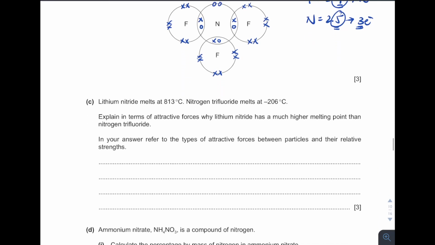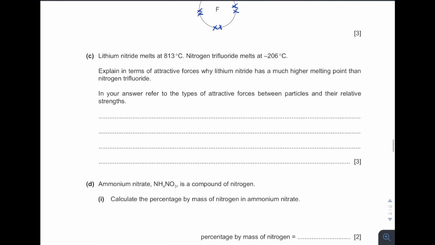Okay, then lithium nitride melts at a much higher temperature. So you see, answer in terms of attractive forces why lithium nitride has a much higher melting point, and refer to the types of attractive forces between particles and the strength. So first, what is the force present?